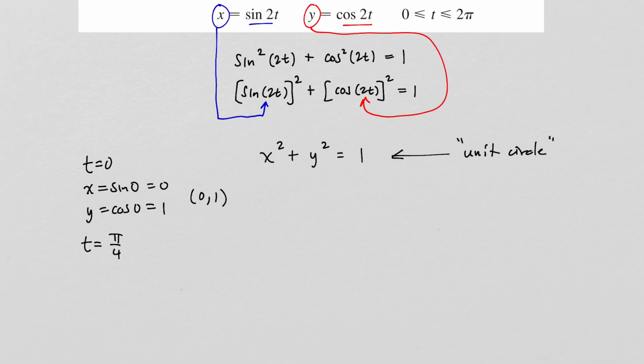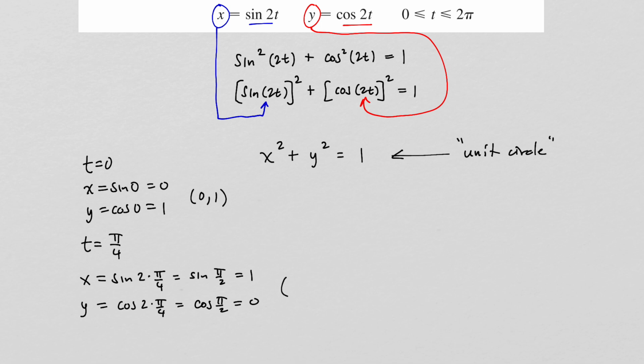And the reason is really simple. When I plug in pi over 4, x is going to be sine of 2 times pi over 4. And see, that gives us the sine of pi over 2, which is 1. And y is going to be the cosine of 2 times pi over 4, which is the cosine of pi over 2, which is 0. And this gives us the point 1, 0.